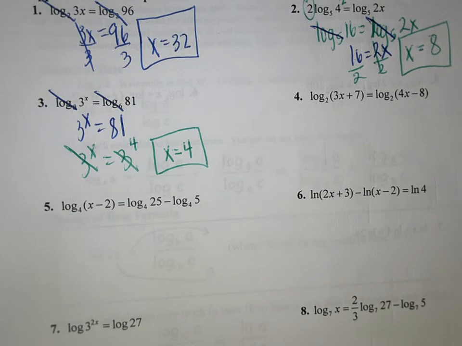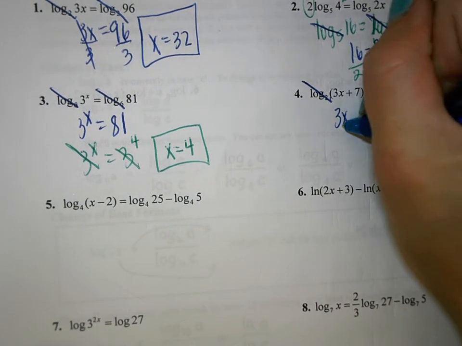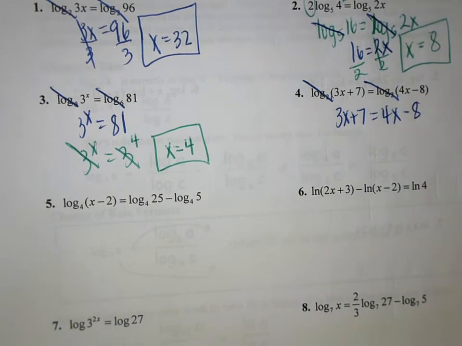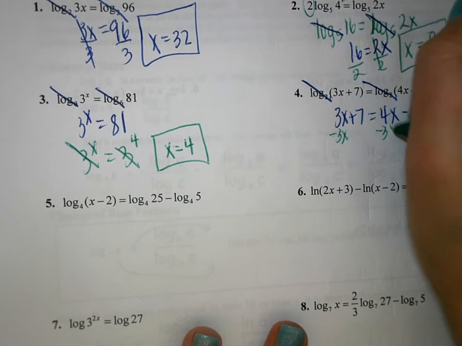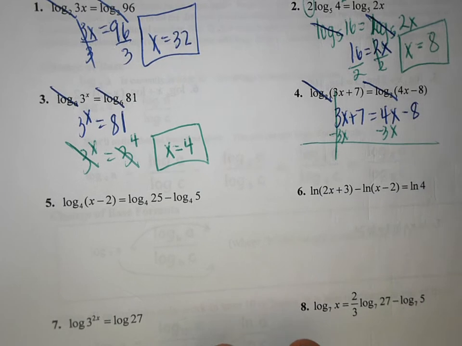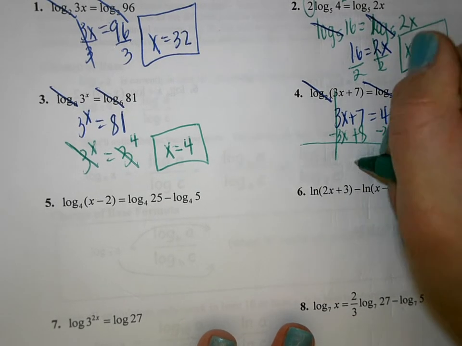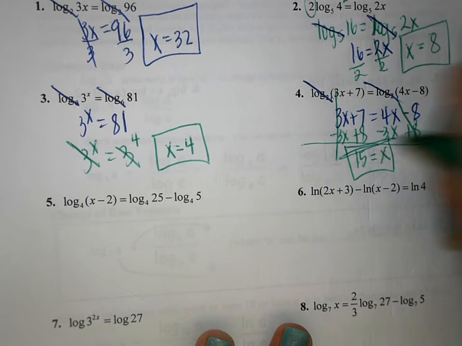All right, example 4. Do you have a single log on both sides? Yes, ma'am. Okay, I'm going to start pulling sticks because a lot of you are not paying attention. So we're going to drop these. We get 3x plus 7 equals 4x minus 8. Good, 4x minus 8. And we want to get our x's together, so I'm going to subtract 3x from both sides. Those cancel. I'm going to go ahead and add 8 to both sides at the same time. So 15 equals x. And 15 does equal x.